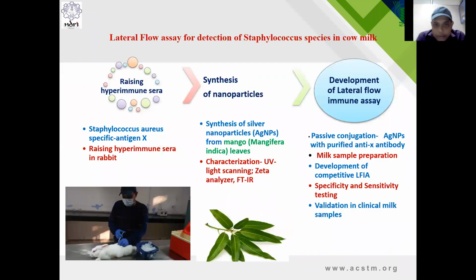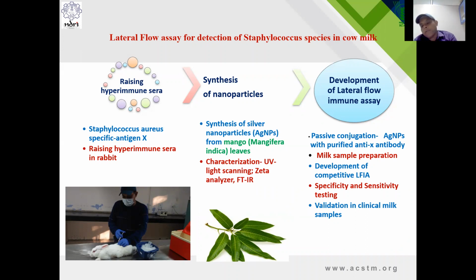So in this work, we have developed a lateral flow assay for detection of Staphylococcus species in cow milk. For developing this lateral flow assay, we targeted a specific antigen of Staphylococcus aureus, and we raised hyperimmune sera in rabbit. Followed by, we tried to synthesize the nanoparticles from mango leaves.